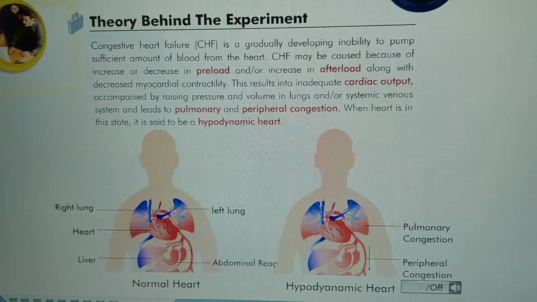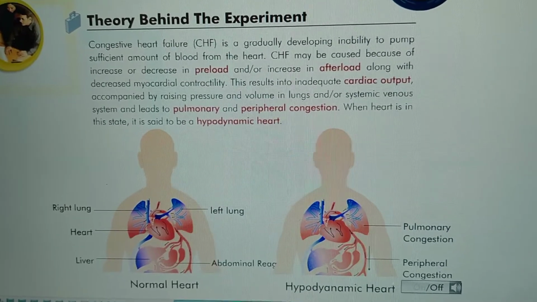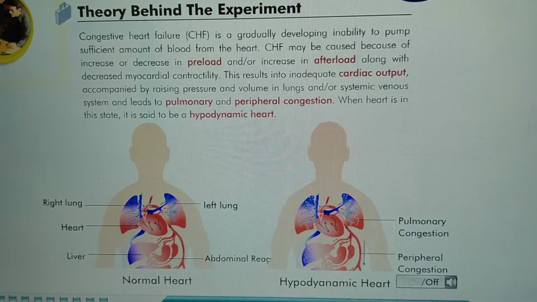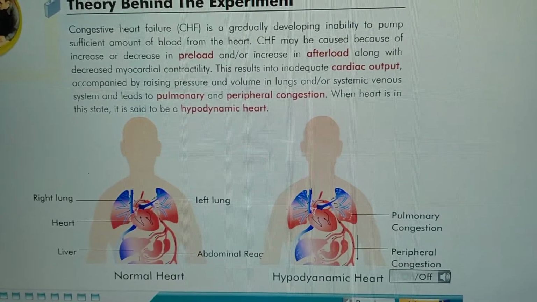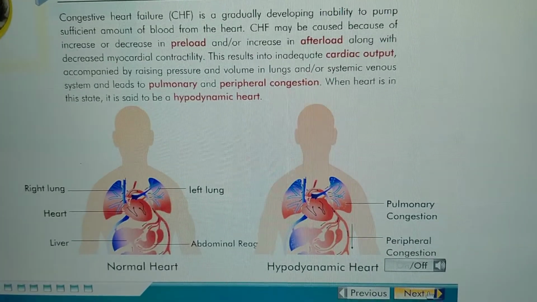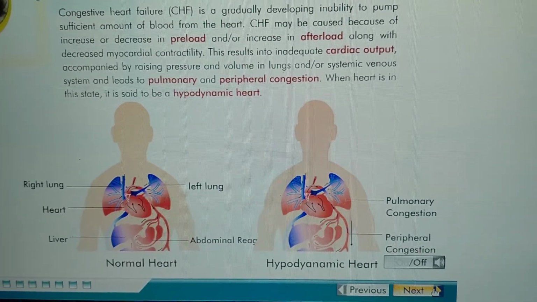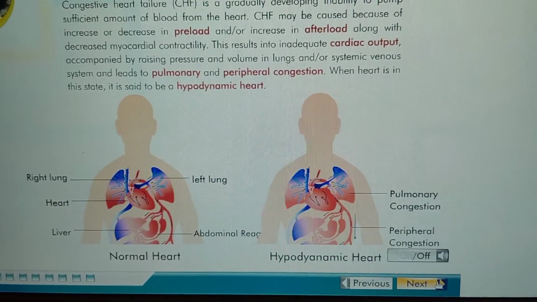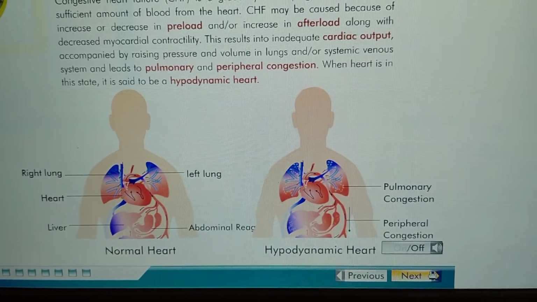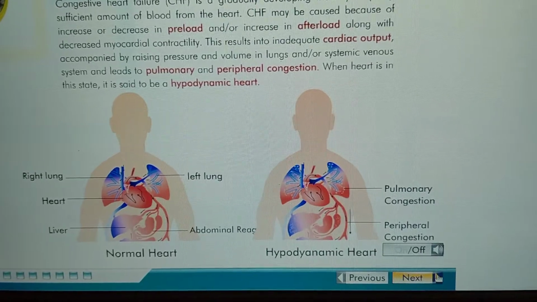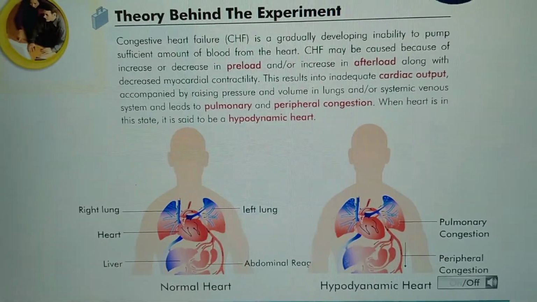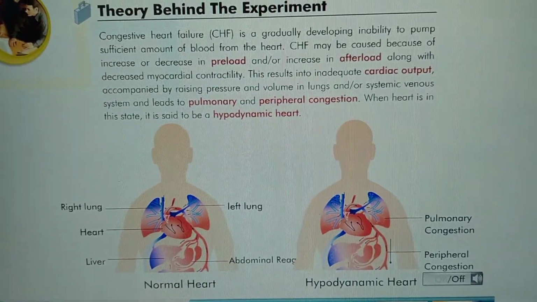Congestive heart failure, that is CHF, is a gradually developing inability to pump a sufficient amount of blood from the heart. CHF may be caused by an increase or decrease in preload and or increase in afterload along with decreased myocardial contractility. This results in inadequate cardiac output accompanied by rising pressure and volume in the lung and or systemic venous system, and leads to pulmonary and peripheral congestion. When the heart is in this state, it is said to be a hypodynamic heart.